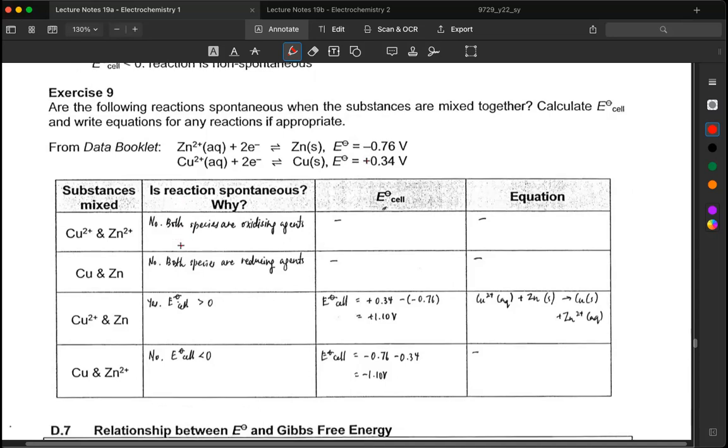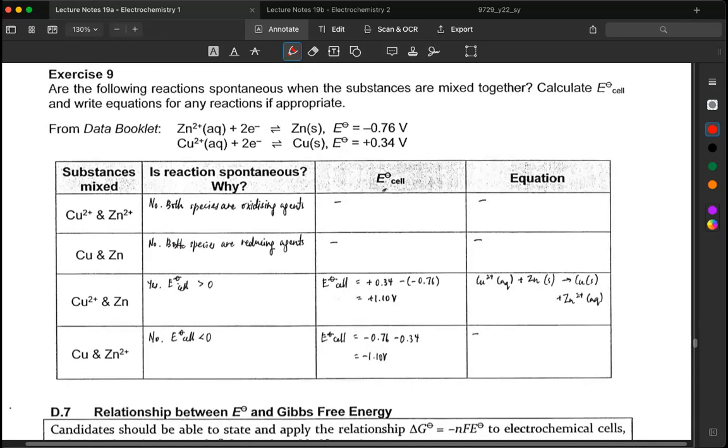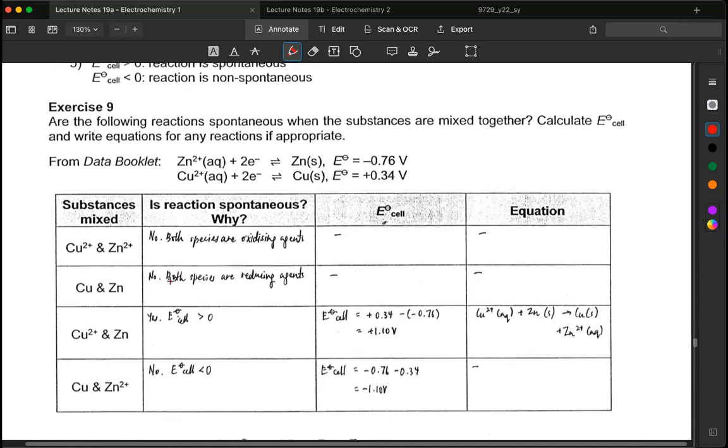How about copper and zinc? No, also no, because both are reducing agents. So both species, when mixed together, will not react, based on the E0 cell value.